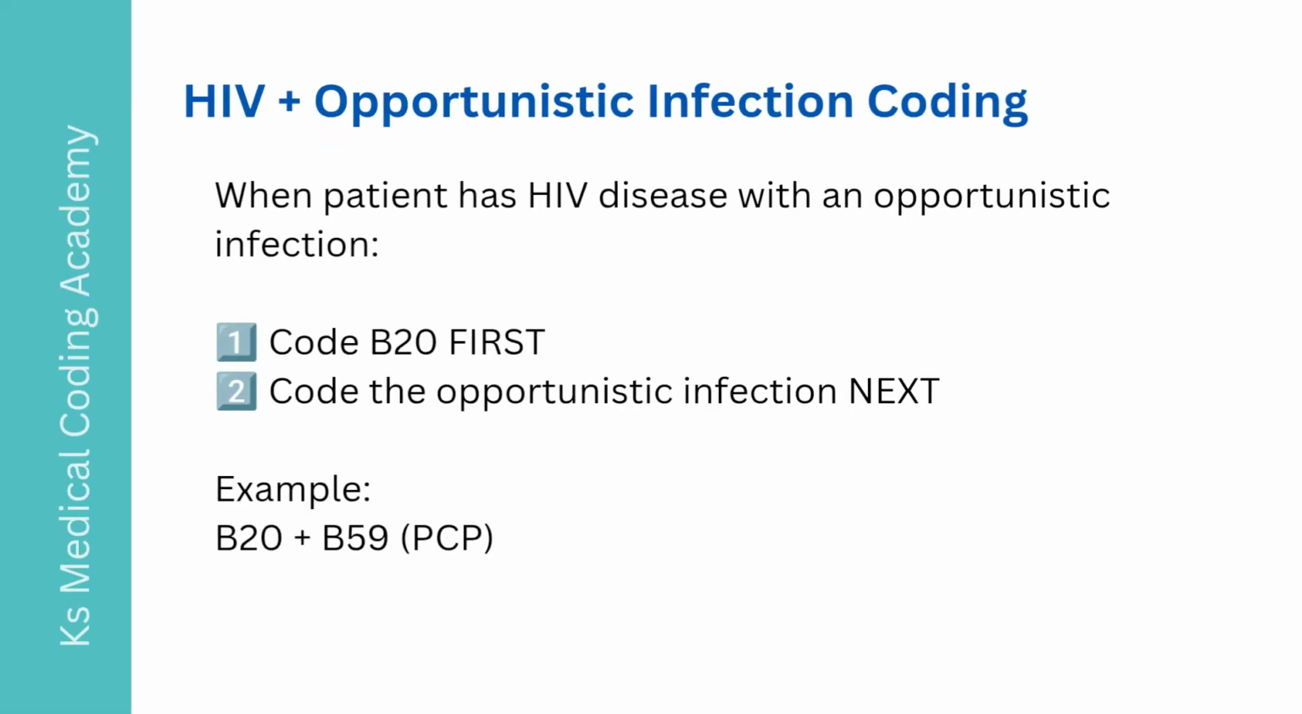HIV with opportunistic infection coding. When a patient has HIV disease with an opportunistic infection, code B20 first. Then code the specific opportunistic infection. For example, HIV with pneumocystis pneumonia is coded as B20 followed by B59.